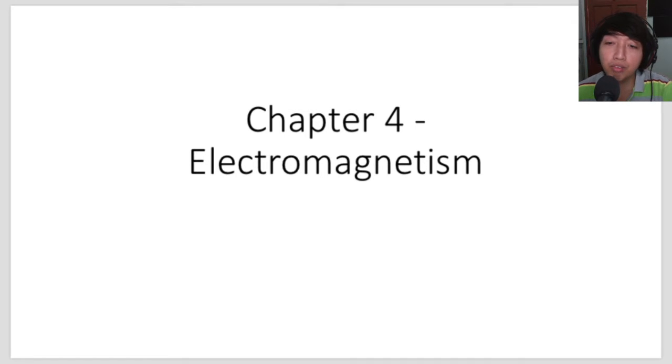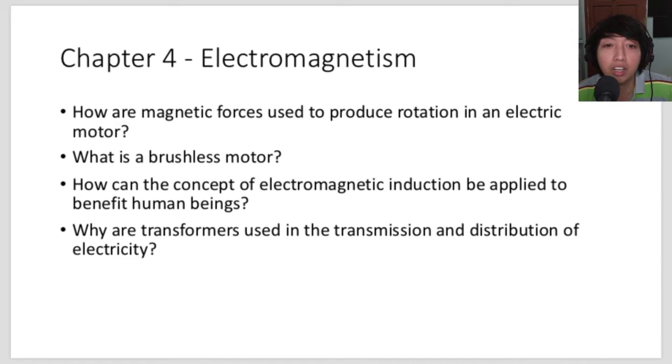So chapter 4, if we go by number of topics, actually isn't all that long. Like the title suggests, we will be discussing electromagnetism. Here are some of the questions that we might discuss. The first topic will be mostly talking about this first question: how are magnetic forces used to produce rotation in an electric motor? So why does an electric motor turn when you supply an electric current?